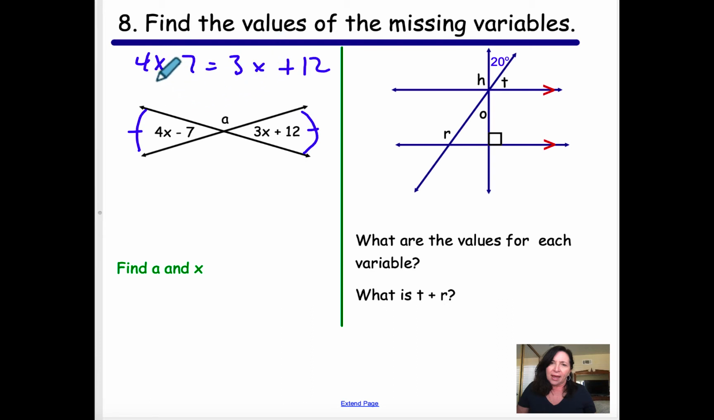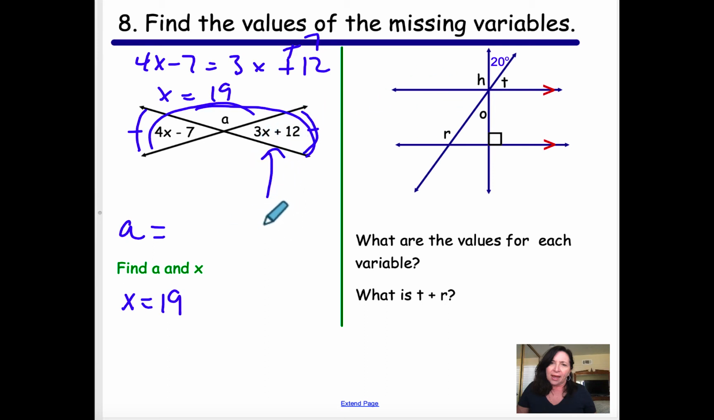I would subtract 3x, I get x. I'm going to add 7, I get x equals 19. I'm going to plug in my value because, yes, I found x is 19, but I also need to find a. I can use this and this, or I can use this and this. Either way is completely fine. So I'm just going to plug in 19 into this angle here, all right?